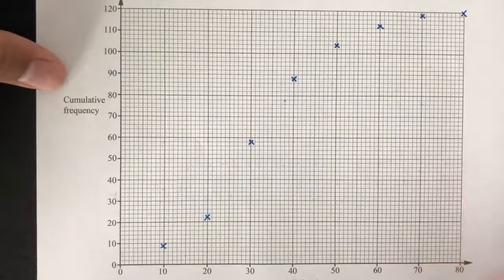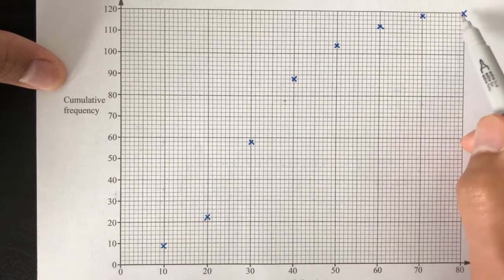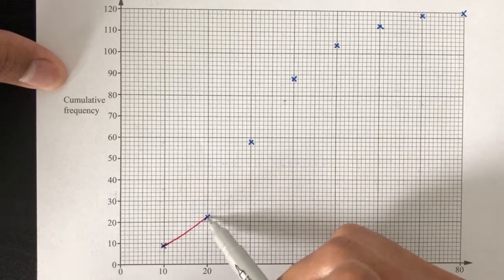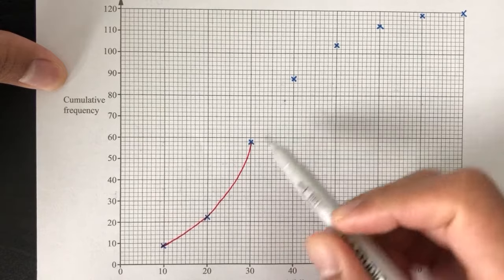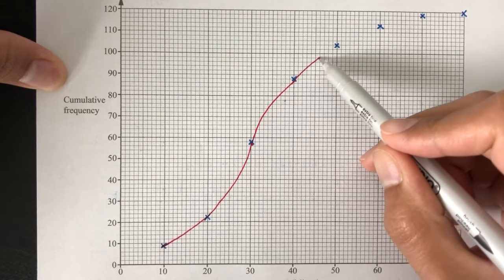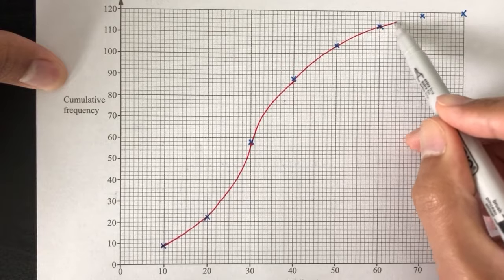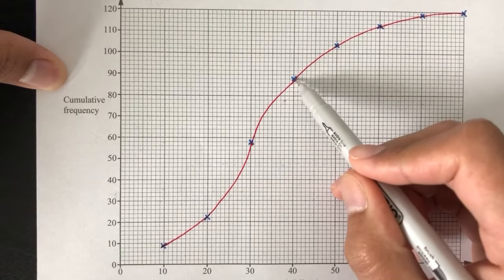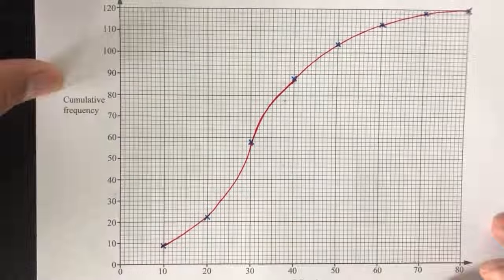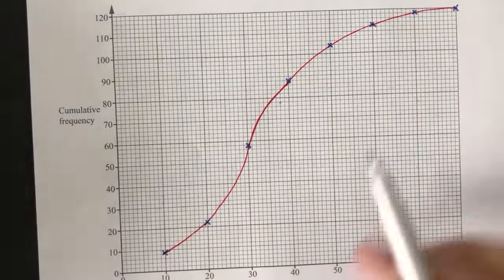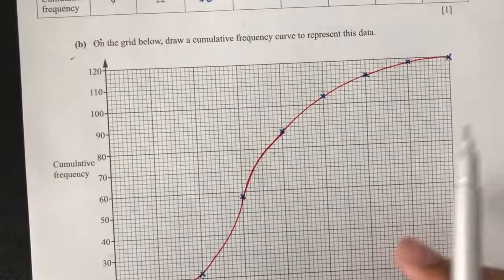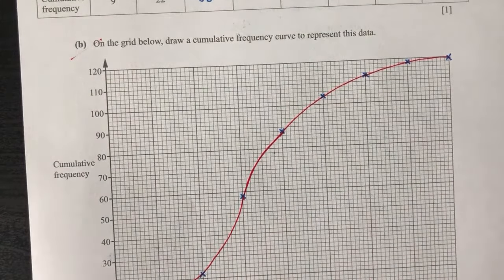So it'll be this way. So let's try that. Okay, that will be the curve. Yeah, so here you have to try to make it as smooth as you can to make the curve. So that will be your cumulative frequency curve for part B. Okay, so let's move on to part C.